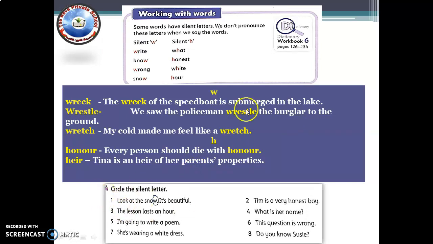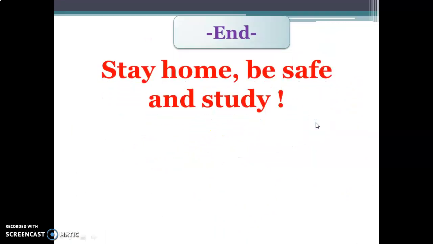And number 4, since the words are here, it's easy for you to circle the silent letter for each of the words. Some words are here and some are not, but it's easy to determine. Just circle them. So that is the end of our lesson.